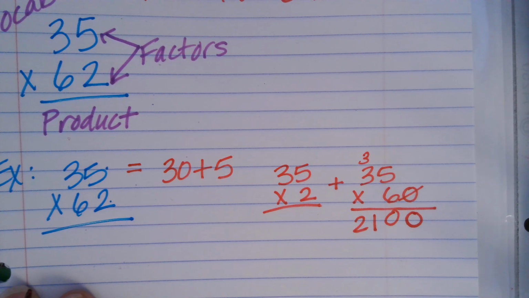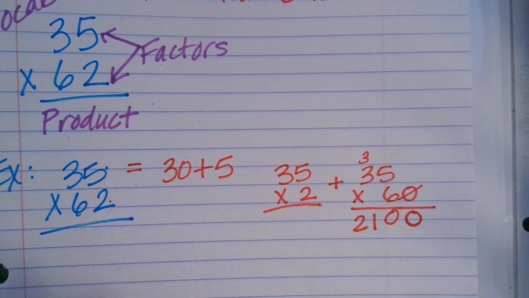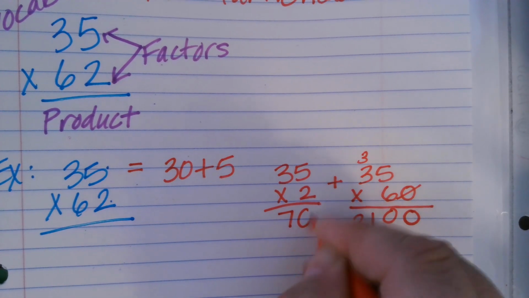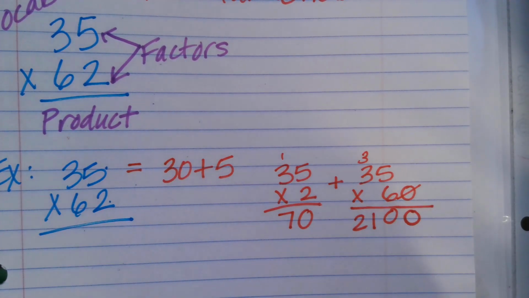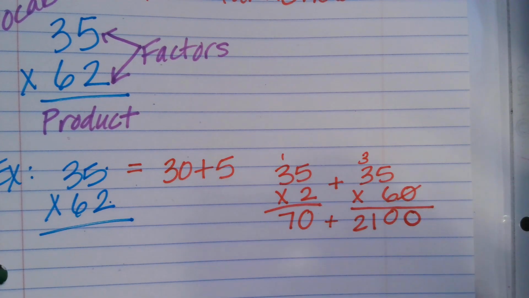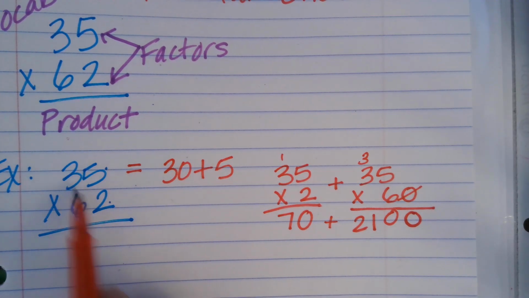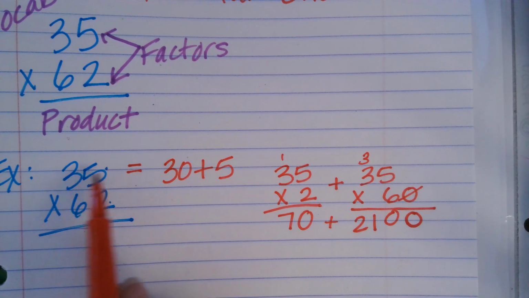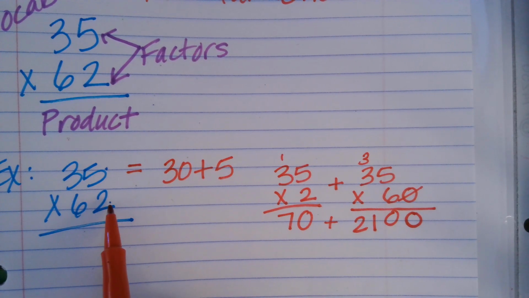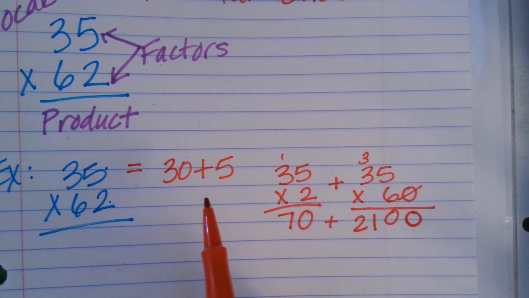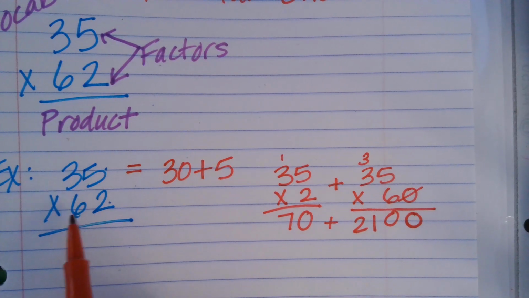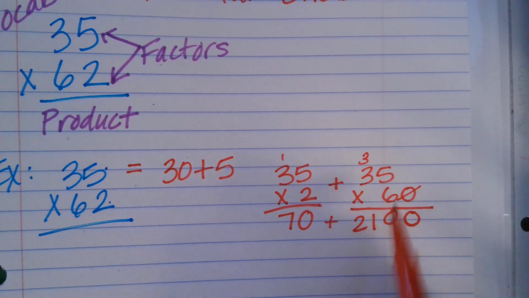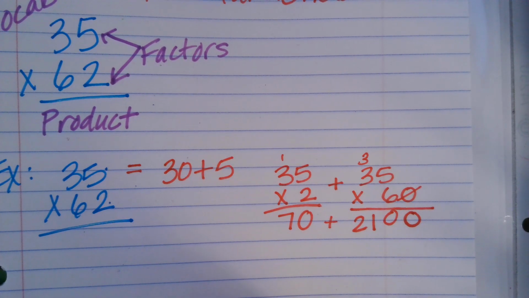Let's go ahead and just solve these and then I'll put it back into perspective, okay? 2,001. And this one becomes 70. All right, so again, when I take this problem with all of these digits, what I'm doing is I'm taking 35 and I'm multiplying it by 2. And then I'm taking 35 and I'm multiplying it by the tens place, which is 60. Give me a thumbs up if that makes sense-ish.